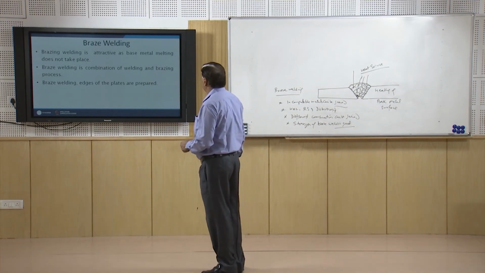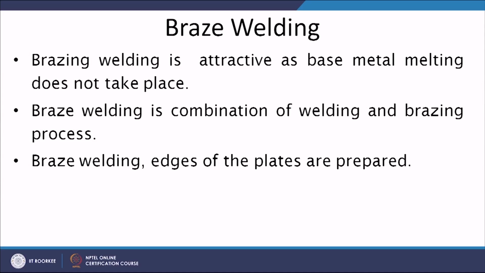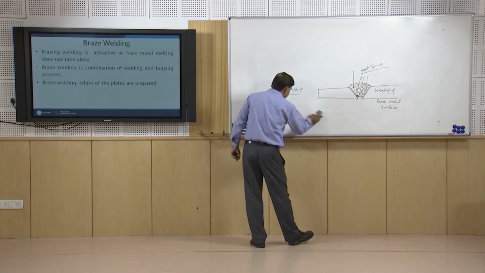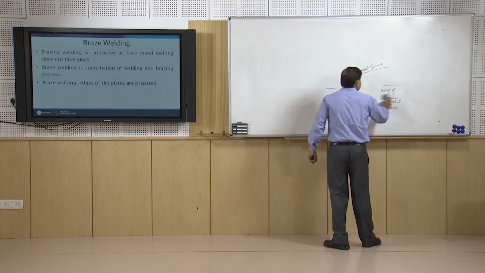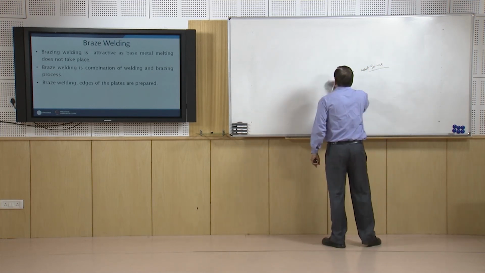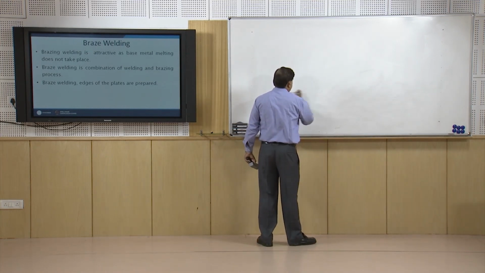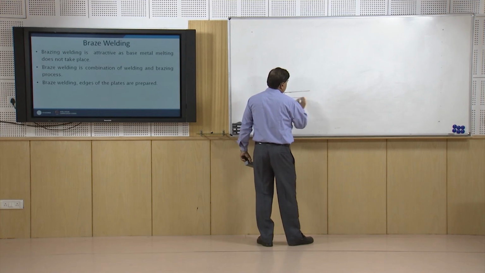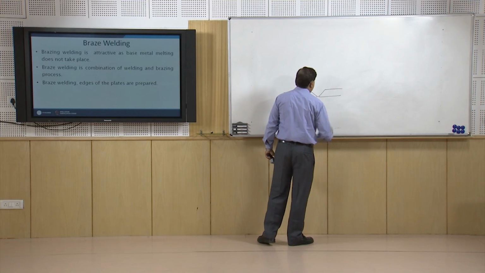The process is attractive as melting of the base metal does not take place. Braze welding is a combination of brazing and welding, and braze welding requires edge preparation. If you have to really distinguish between braze welding and welding, then we have to see one simple diagram which will clearly indicate that this is how the plates have been prepared for developing the joint.